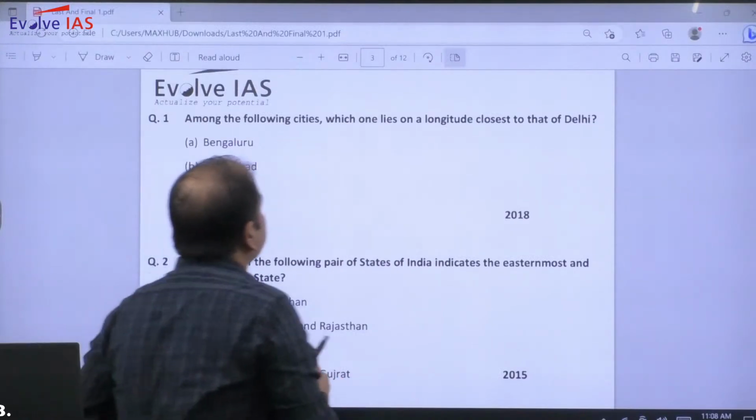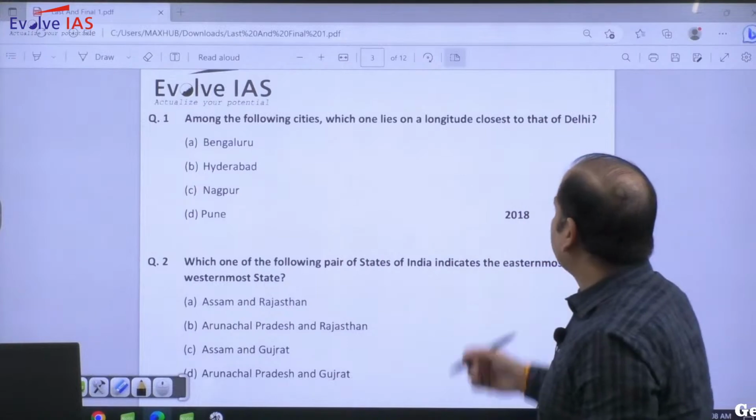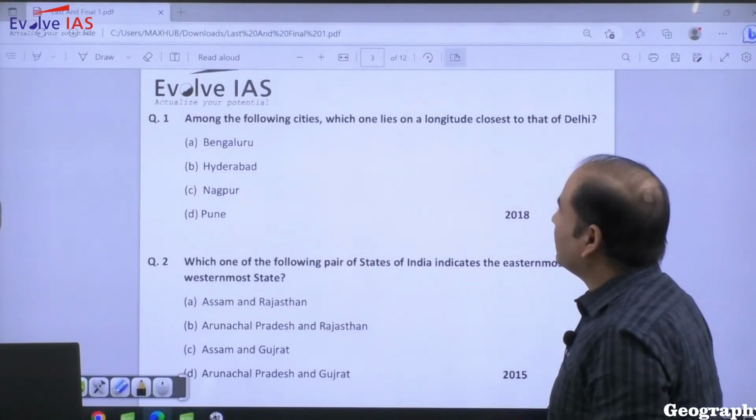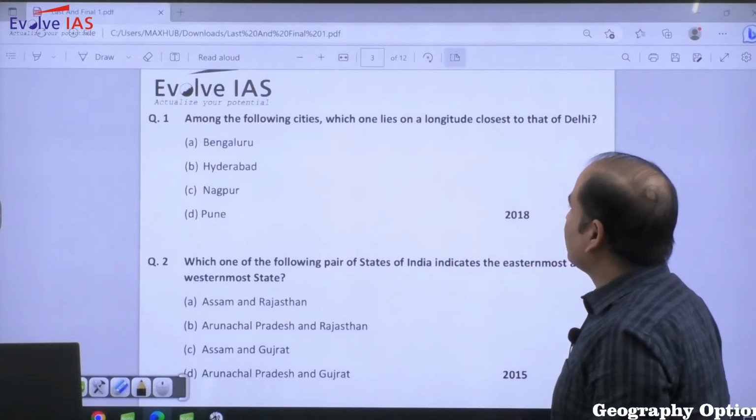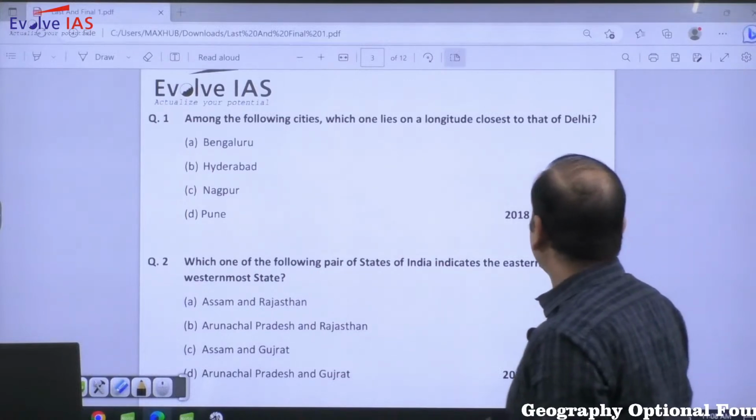Alright, looking at the first question. This question was asked in 2018. Among the following cities, which one lies on a longitude closest to that of Delhi?